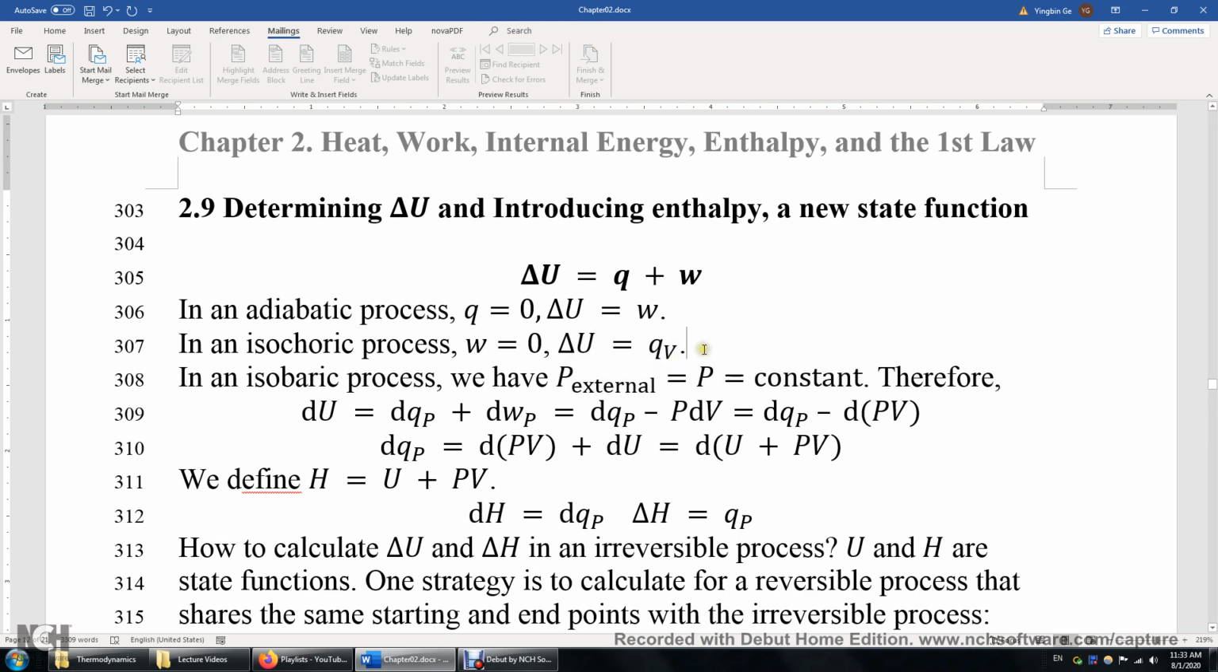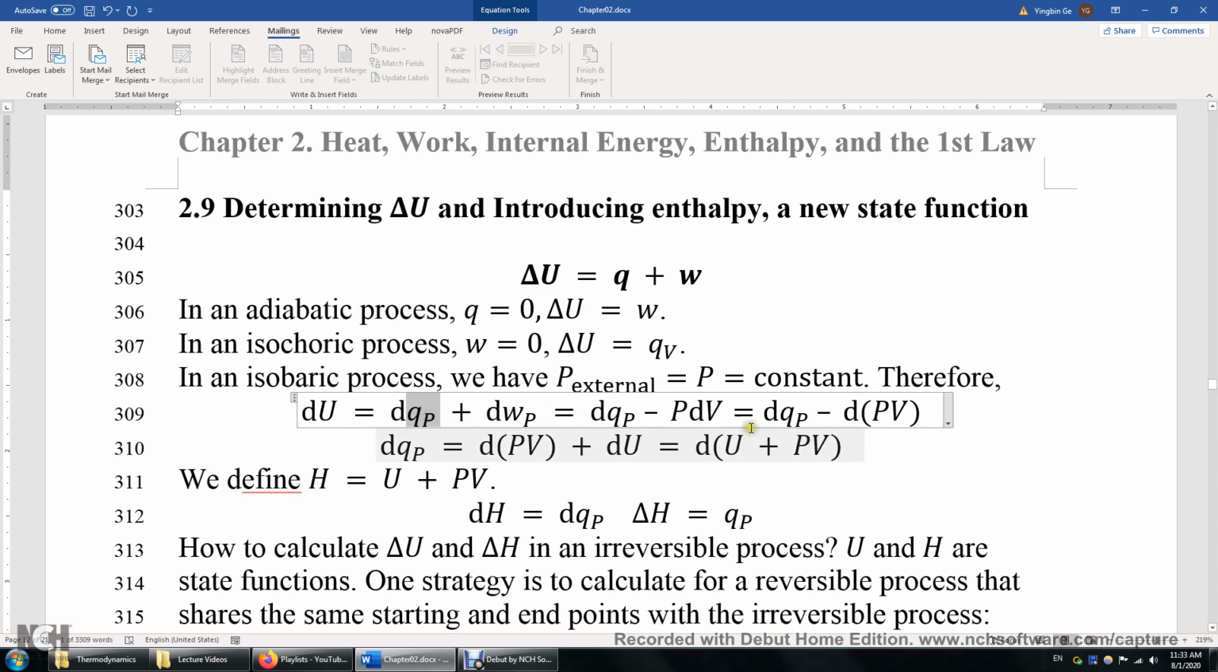In an isobaric process, pressure is a constant. To ensure that the system pressure is a constant, P external will have to be equal to P. Otherwise, the system pressure will change until it becomes the same as the external pressure. So again, the isobaric process is also a reversible process. Therefore, dU equals dqp plus dwp in the isobaric process.